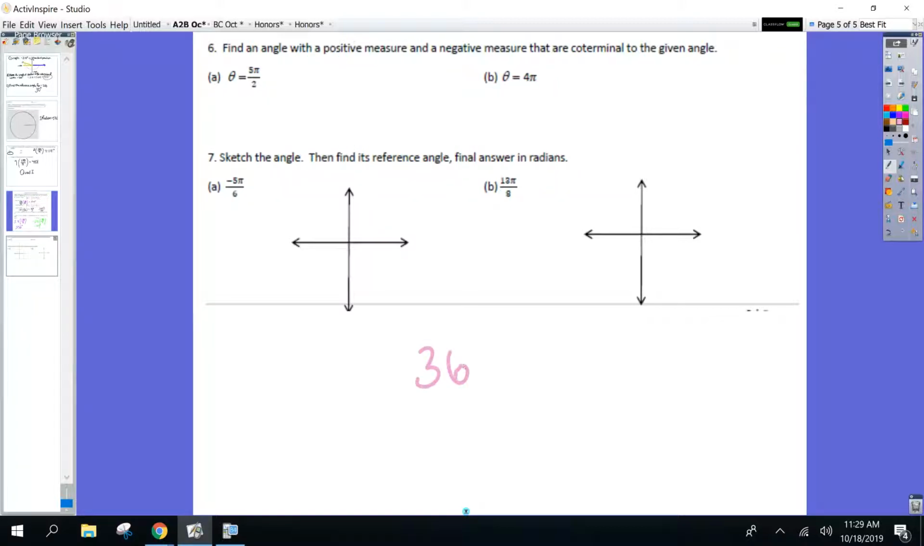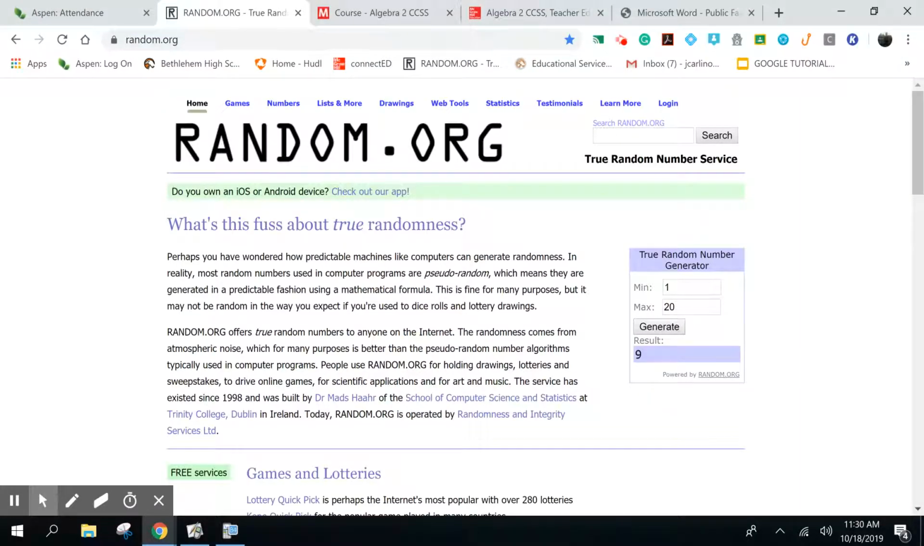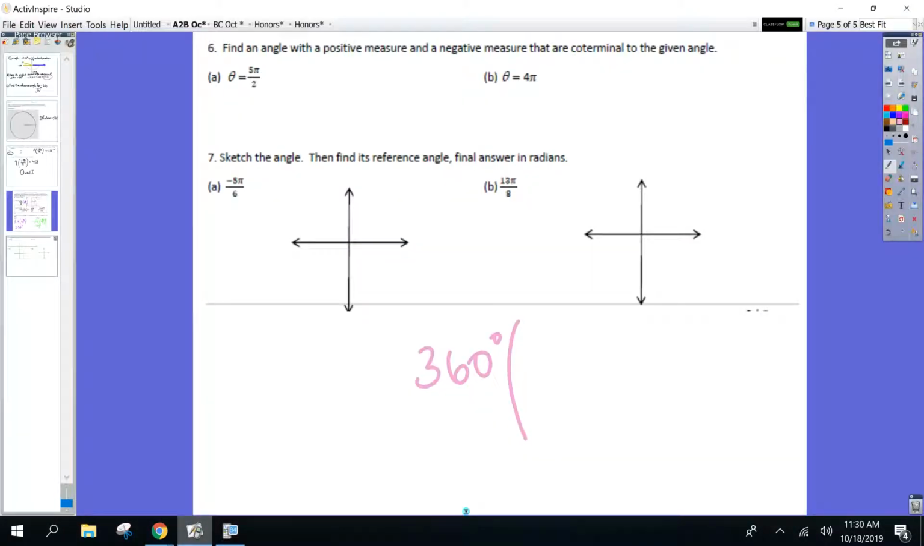So 360, we just do it off to the side here. What are you going to multiply it by? This is degrees. 360 degrees. What are you going to multiply it by? What do you want to multiply that by? Okay, I'm turning 360 into radians. You have a formula sheet in front of you. Is this in degrees or radians?